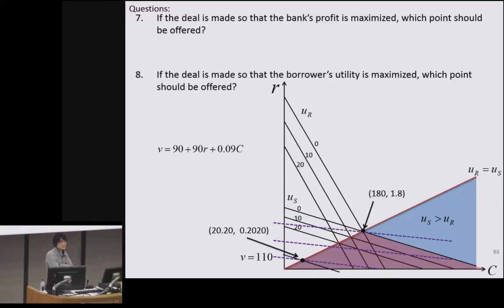Two more questions. Question 7. If the deal, the loan contract, is arranged so that the bank's profit is maximized, which point should be offered?